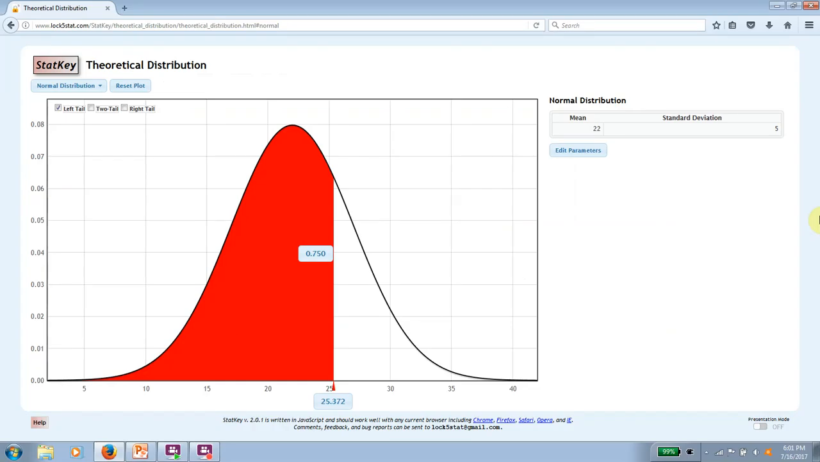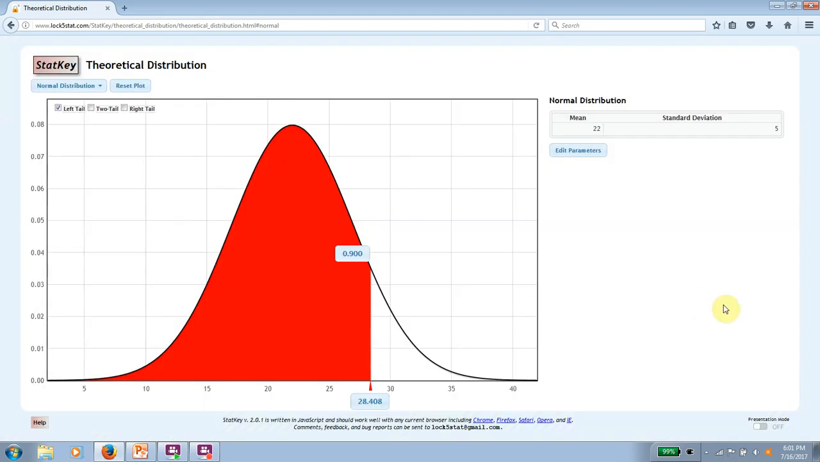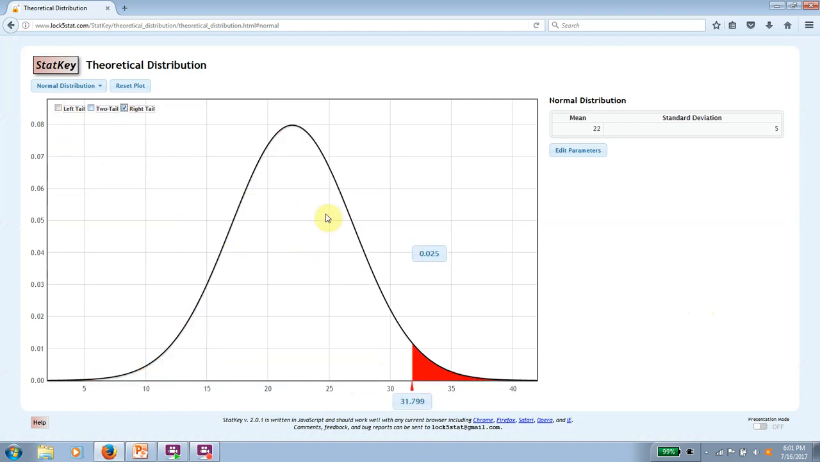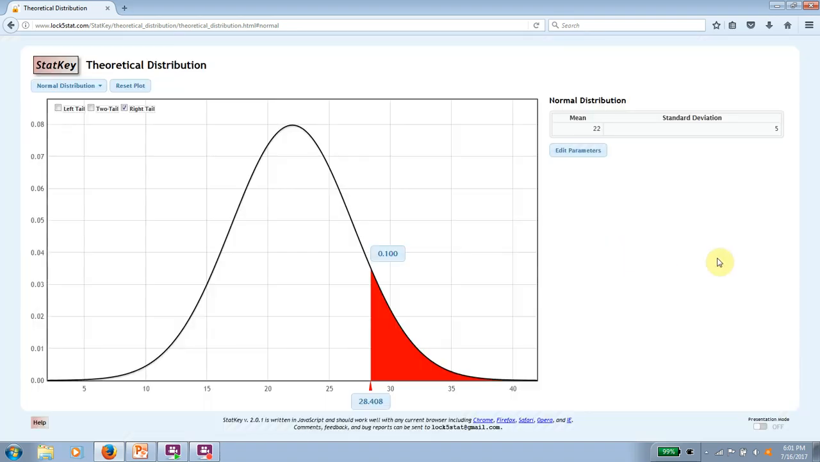I'll show you what I mean in StatKey. Since it's the 90th percentile, I could put a 0.9 in here, and I'll get the 28.408. Or, if I specify a right tail with 0.1, same thing, 28.408. So either way would work here.